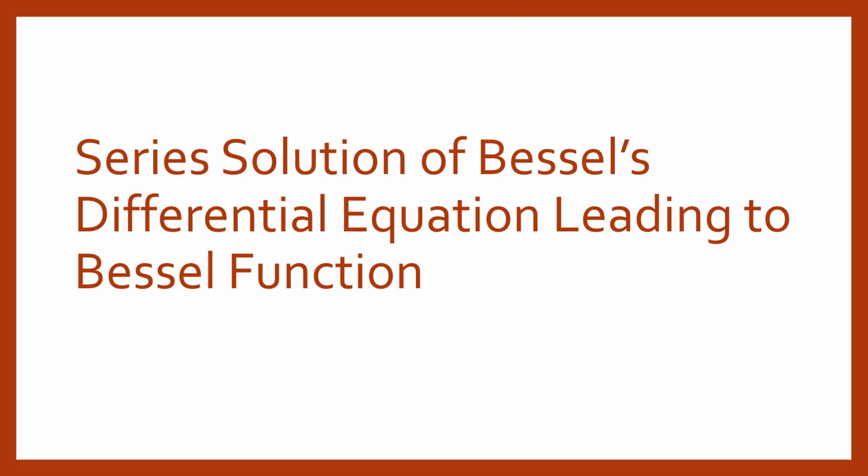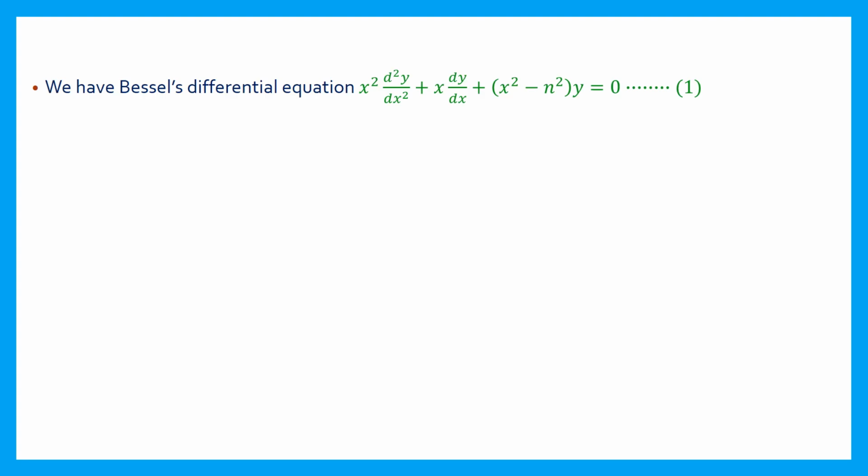Now, I'll explain what Bessel's differential equation is. So we have Bessel's differential equation: x square d square y by dx square plus x dy by dx plus (x square minus n square) y equal to 0. This type of special differential equation, we call it Bessel's differential equation.